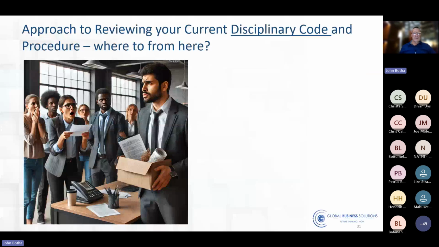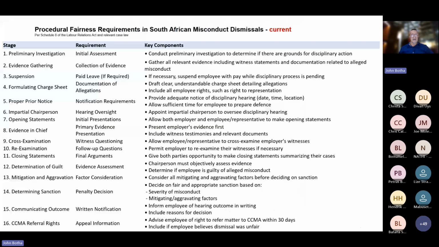So effectively, colleagues, what I'm asking you today is, given what we have covered, what is your approach going to be to reviewing not only your disciplinary code, but also your incapacity process? If you do have an incapacity process and policy, you need to include incompatibility, incarceration. What is your enhancement going to look like? What is your innovation going to be going forward?